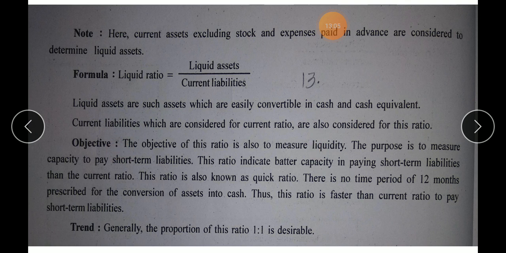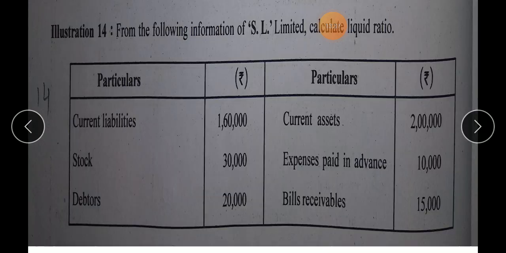The objective and trend, of course, you'll read on your own. MCQ, VSQ can be asked from this chapter about the objectives and trend of the various ratios. So that thing you are supposed to keep in your mind and read theory concepts properly. The most important MCQ or VSQ I can say is the proportion of this ratio, 1:1 is desirable. Yes? Fine then, illustration 14 we are going to start for calculating liquid ratio.